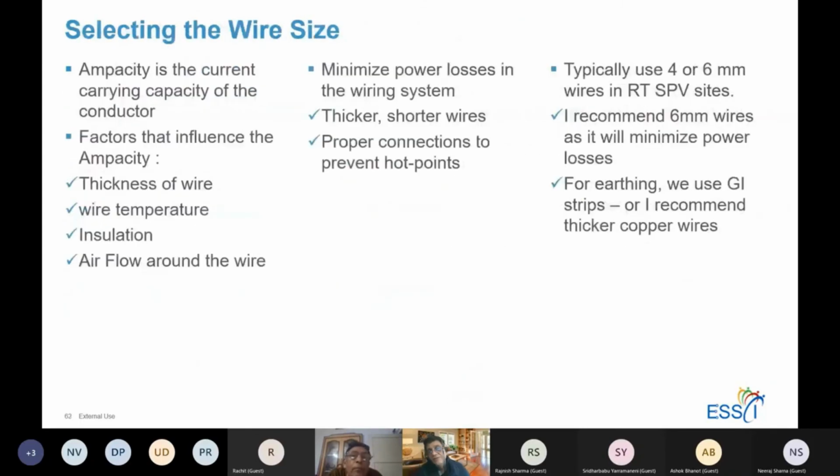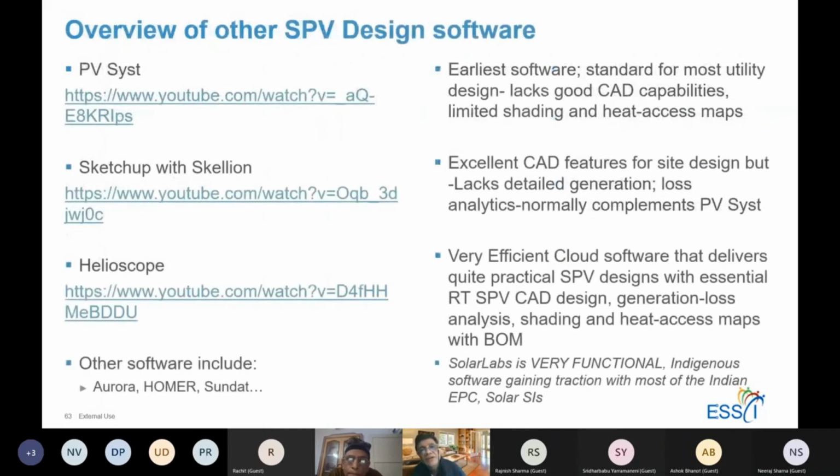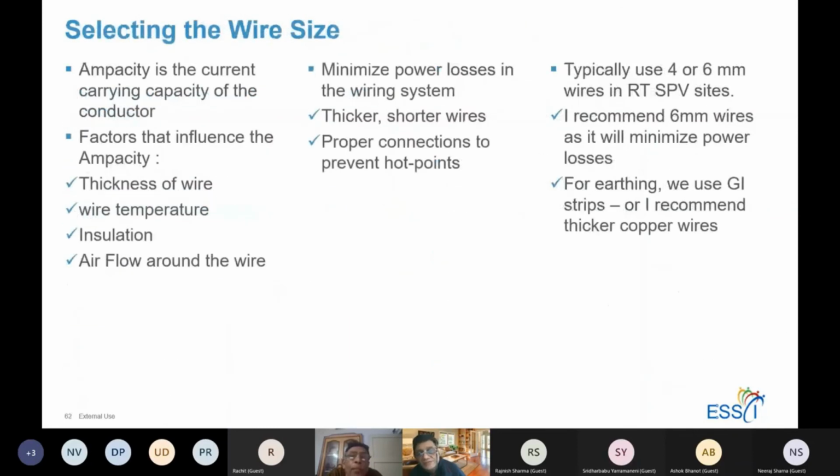So you've got the basics of the system design covered in these slides for your reference. Are there any questions so far?